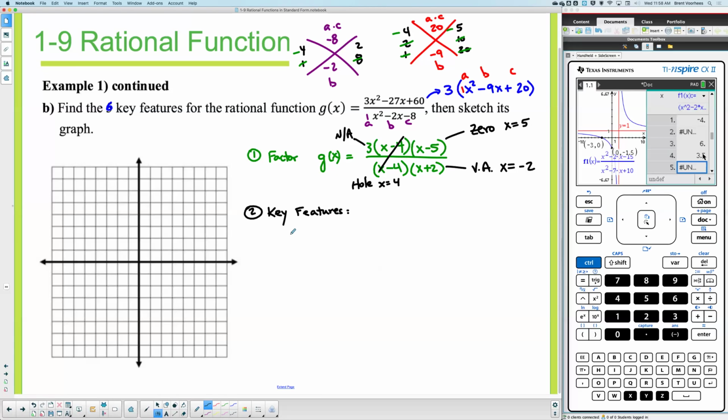Okay, so our key features. The first of the 6 that we did last time was domain. Do you remember where you get your domain? Anything in the denominator that does not cancel. I'm sorry, anything in the denominator, whether it canceled or not. That's what I meant to say. You include it.